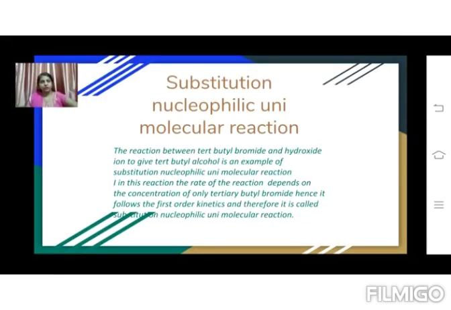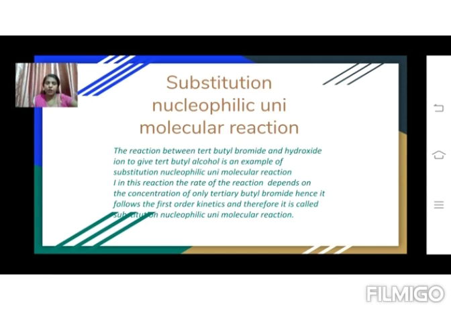Today we are going to cover the topic of substitutional nucleophilic unimolecular reaction. That is our SN1 reaction. Last session we completed the SN2 reaction, where we saw that the reaction between methyl bromide and the attack of the nucleophile took place in only one step, with the backside attack of the nucleophile.